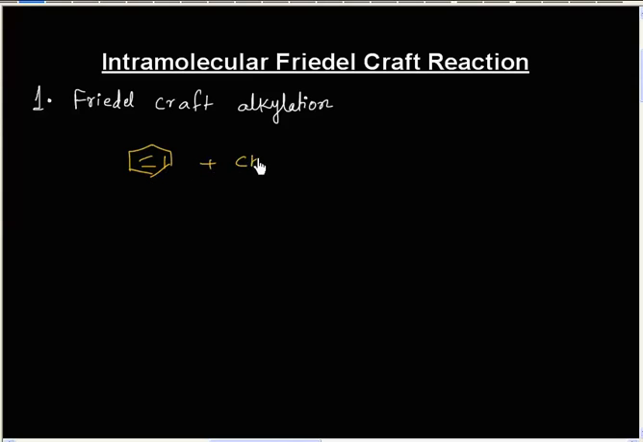There are two kinds of Friedel-Crafts reaction. One is Friedel-Crafts alkylation. When benzene reacts with CH3Cl in the presence of AlCl3, this is an example of Friedel-Crafts alkylation.